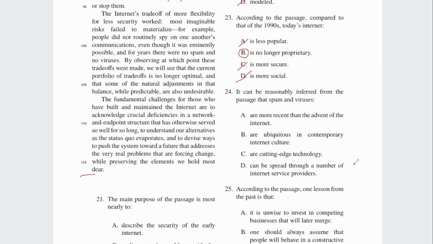Okay, so let's read through the answer choices and see what happens. "From the passage that spam and viruses are more recent than the advent of the internet." Well, I think this is obvious. I think this is obviously the right answer, and the passage does not even need to help us with this.